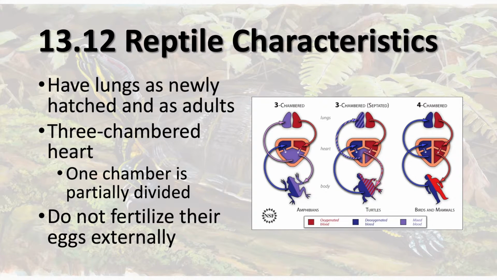When reptiles are hatched, they actually already have lungs, as well as when they are in adulthood. So they're not going to go from gills to lungs, but they are already born with lungs. They have a heart that has three chambers, and one of the chambers is partly divided. That is just to help with the circulation of blood and carrying oxygenated and deoxygenated blood. They also reproduce by fertilizing their eggs internally and not externally, and we'll talk about that in a couple minutes.